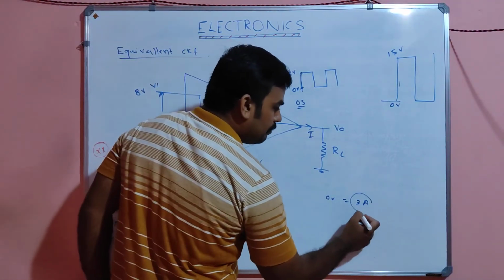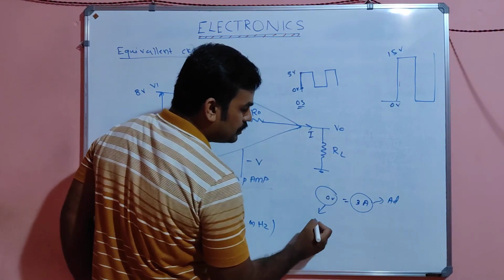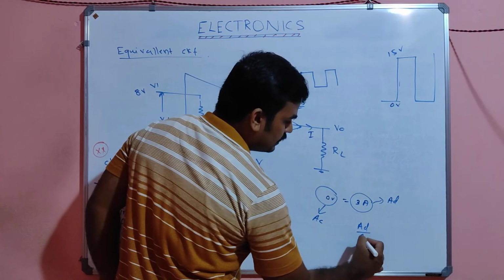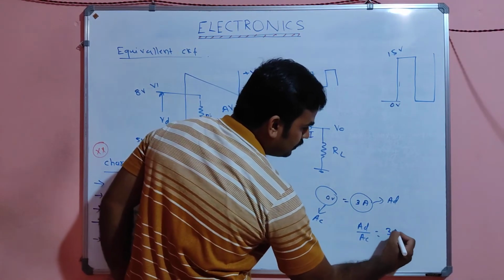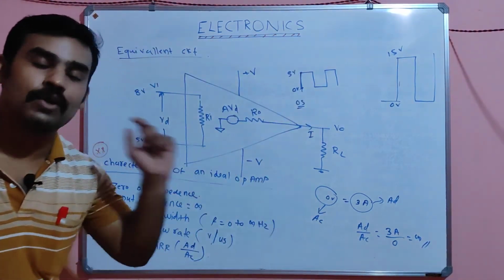So what will be the gain when it is in differential mode and what will be the gain when it is in common mode? The ratio, that is AD by AC. So in this case it will be 3A divided by 0, which is nothing but infinity for an ideal op-amp.